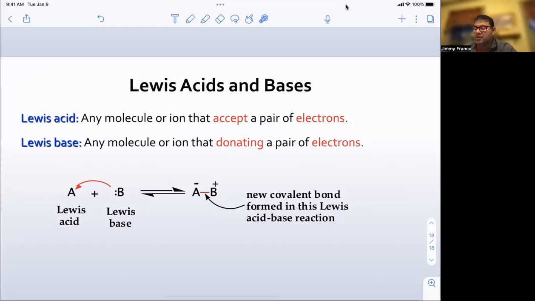So the accepting and the donating have switched because we now, instead of talking about a proton, we're talking about an electron. Right? And so it's just something we'll come back to because we do use some Lewis acids and Lewis bases as catalysts and they help in some reactions. So, all right, I hope this was helpful.